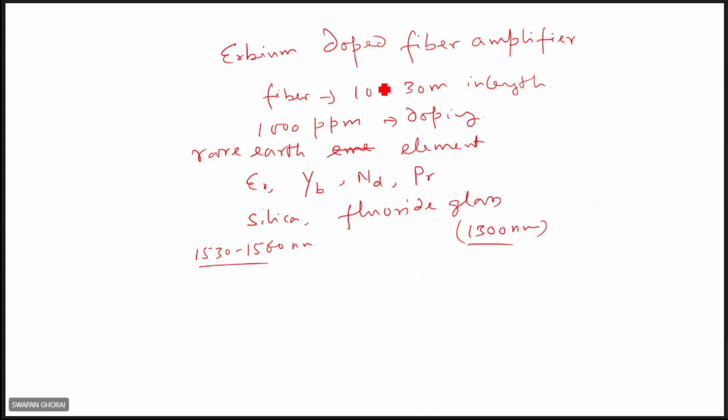In the case of erbium-doped amplifiers, the length is 10 to 30 meters, and the doping is generally 1,000 parts per million. Erbium ions, Er, are doped within the silica fibers. Sometimes ytterbium is used to increase the performance. The band of 1550 can be enhanced up to 1560 to 1610 also. Up to 1600 can be extended using ytterbium.